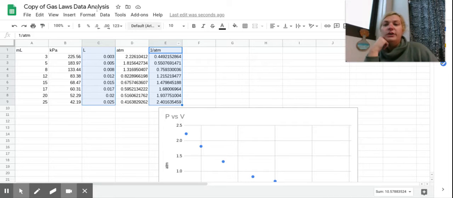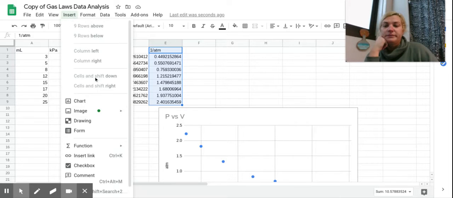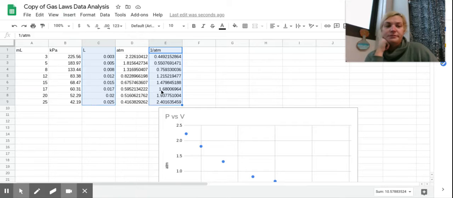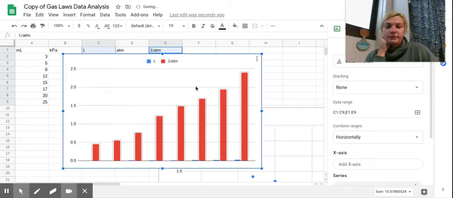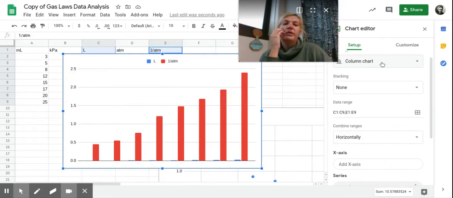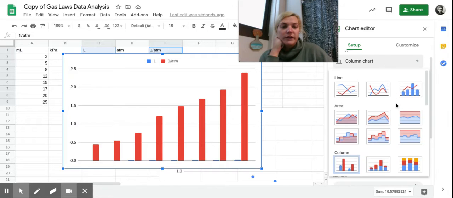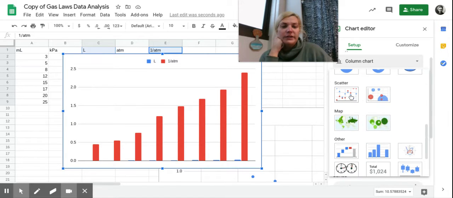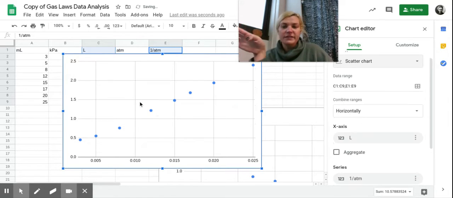Okay. So now what you can do is insert, chart, and it gives you the other chart. Okay. But it's not a scatter plot. So now we have to change it. I'm going to go here to column chart, find the scatter plot, which is down here, and it fixes it for me.